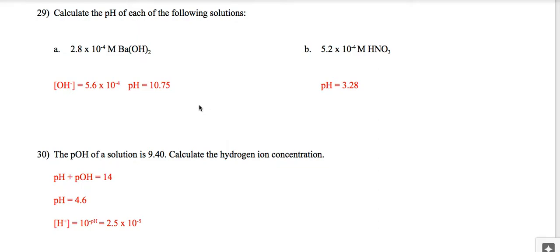The barium hydroxide problem is a little bit different. Notice that when I start with 2.8 times 10 to the minus 4th for the concentration, but I have 5.6 times 10 to the minus 4th here for the concentration of hydroxide ions. And that is because when barium hydroxide ionizes, we get 2 hydroxides. So I have to take this value and multiply it by 2 to get the hydroxide ion concentration.